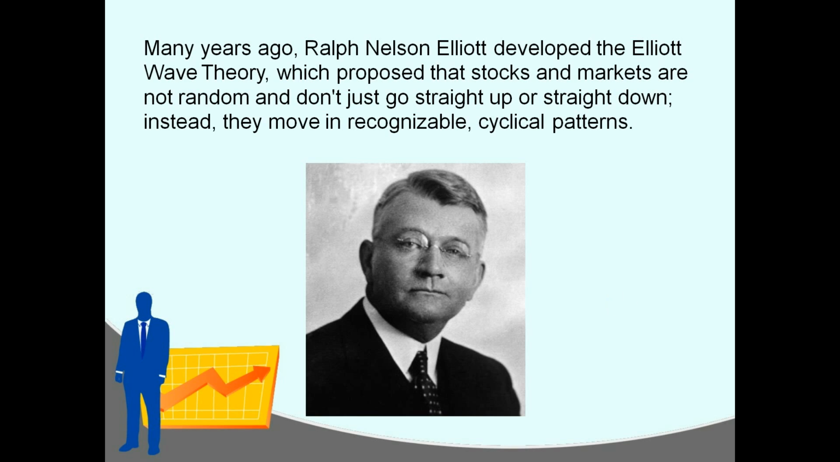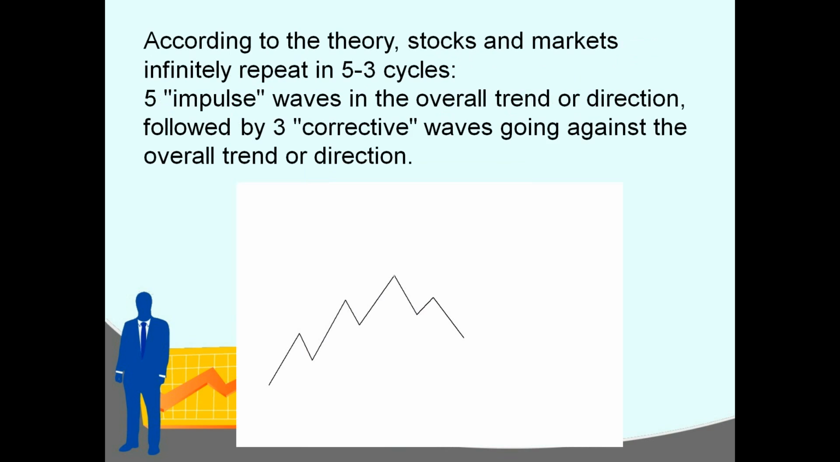Many years ago, Ralph Nelson Elliott developed the Elliott Wave theory, which proposed that stocks and markets are not random and don't just go straight up or straight down. Instead, they move in recognizable cyclical patterns. They go in cycles. According to the theory, stocks and markets infinitely repeat in 5-3 cycles, 5 and then 3.